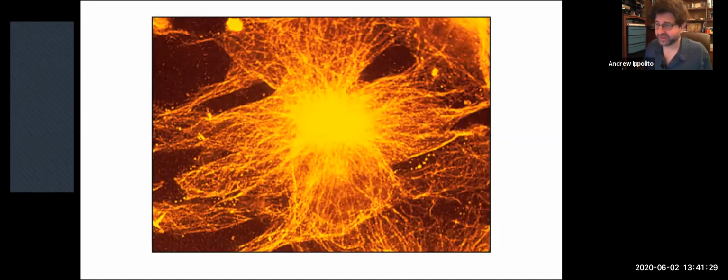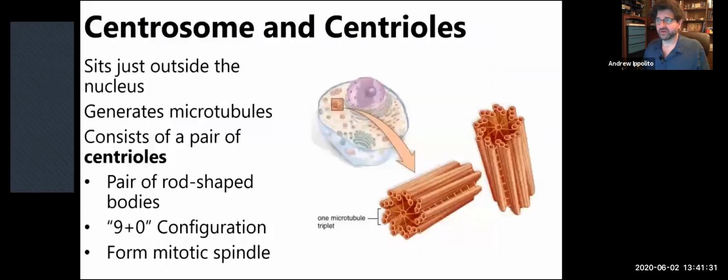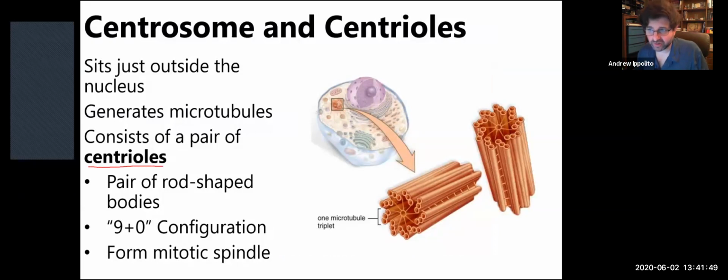There's just another picture of it. So the inside of an animal centrosome. Here's the centrosome. The inside of the centrosome has these two very interesting structures called centrioles. A centriole you can think of as a short cylinder made out of microtubules.